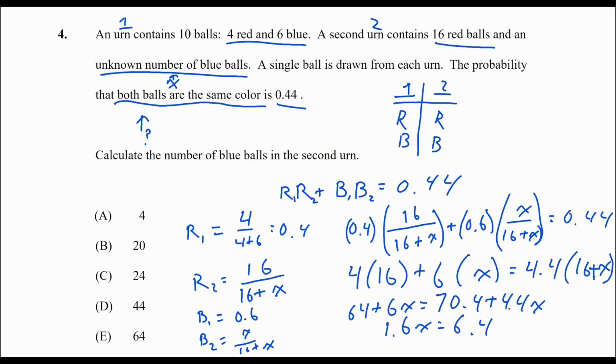So 6.4 divided by 1.6, so x is equal to 4. So we have 4 blue balls in the second urn.